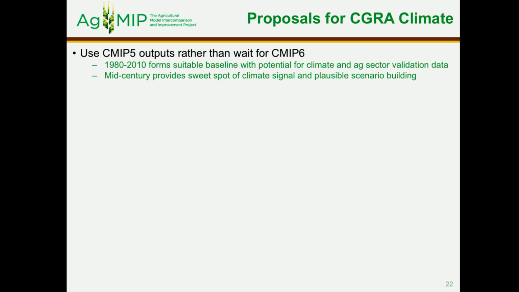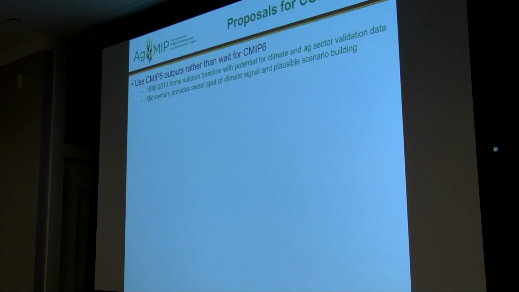I think the 1980 to 2010 period forms a suitable baseline for our validation and calibration because we have a combination of climate data and even some ag sector data is a little bit more dense for us to validate with. I'll also argue that the mid-century, the kind of 2040 to 2070 period, you could also call that the 2050s as the central decade, provides this sweet spot where we have a climate change signal and some plausible idea of what some scenarios might look like. So as we're whittling down time periods and scenarios and all these things, I might push towards the 2050s.